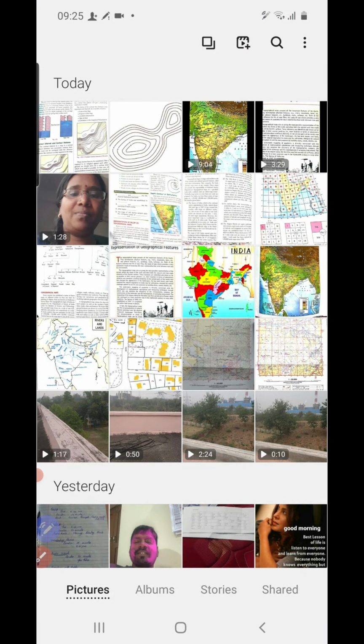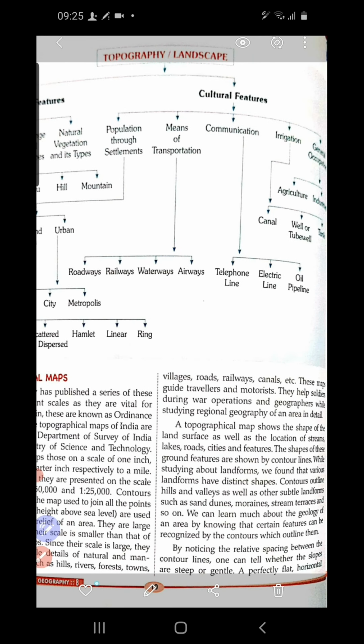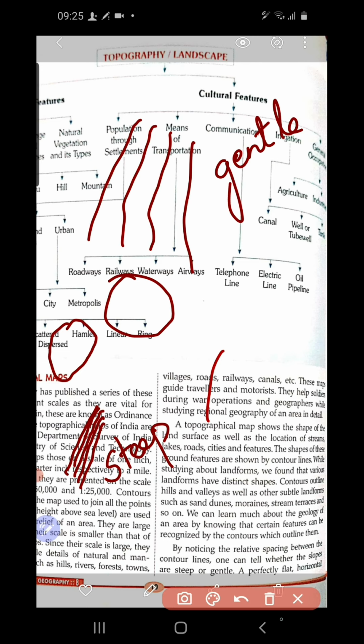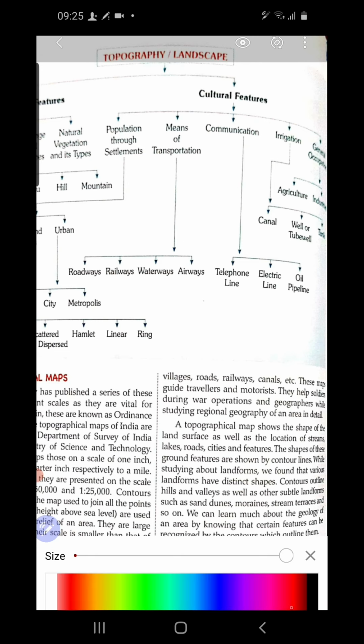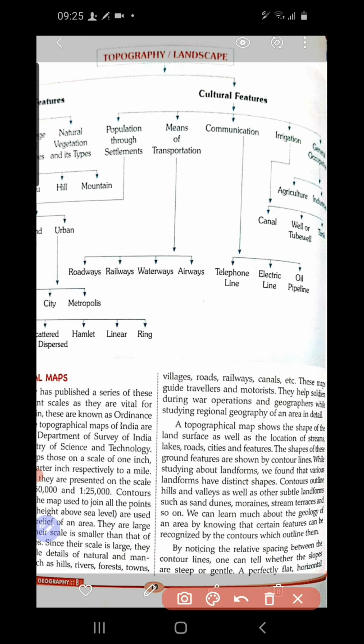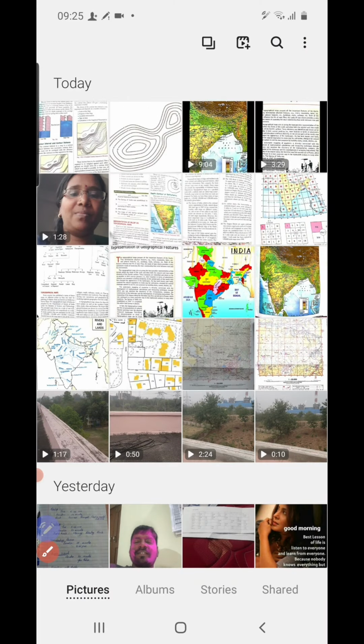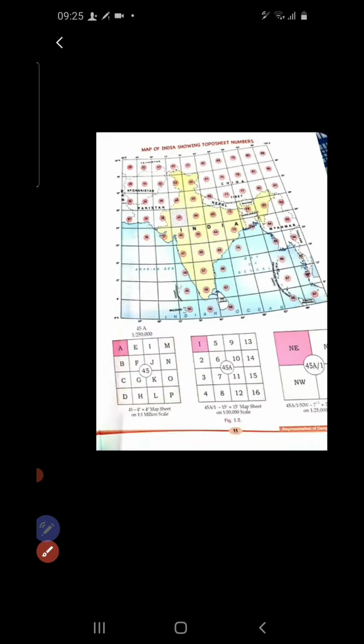Now moving on to the chapter, let's continue. Here we underline the points we discussed just now. What is that? By noting the relative spacing between the contour lines, one can tell whether the slopes are steep or gentle. Clear? Okay, now we move to the next page.